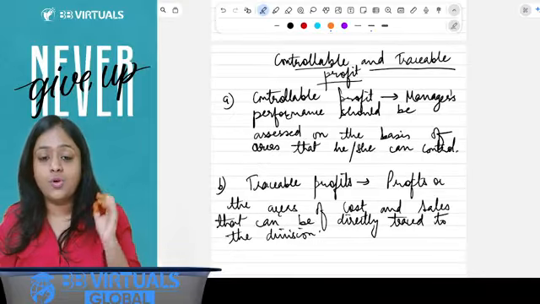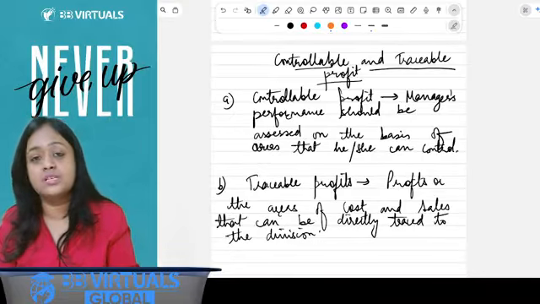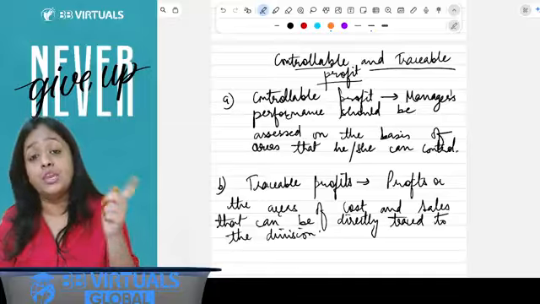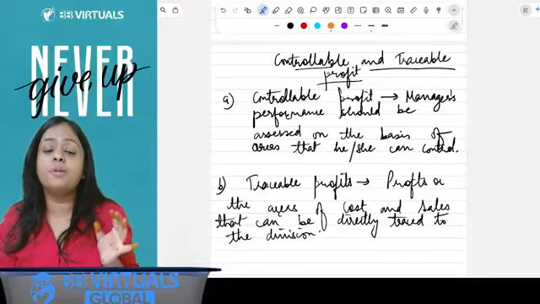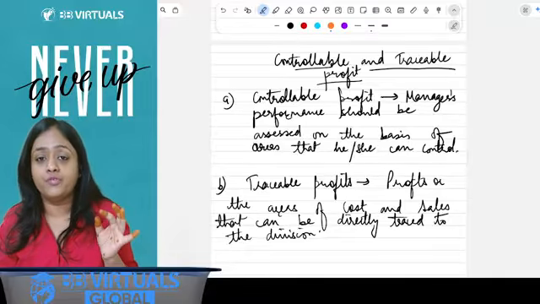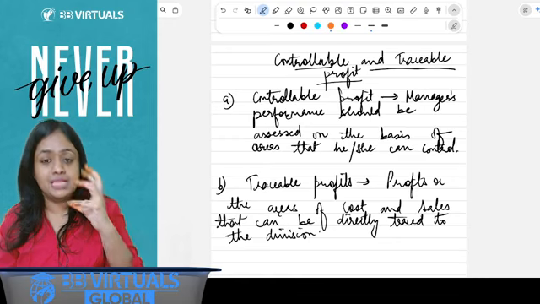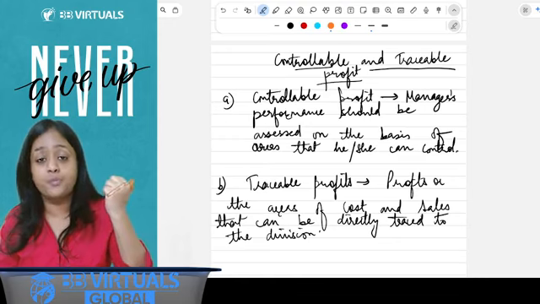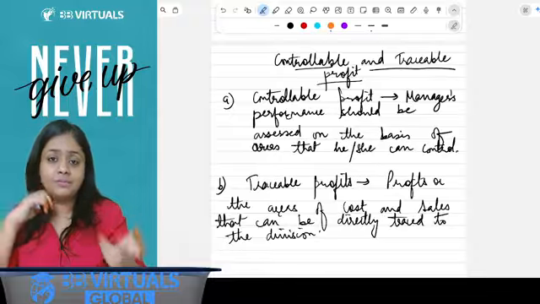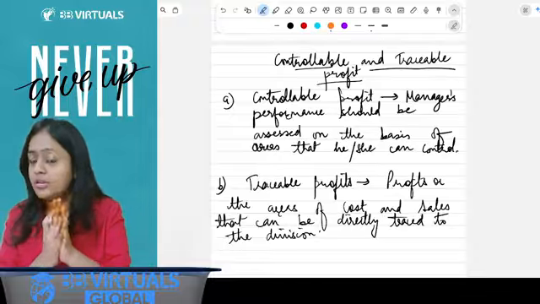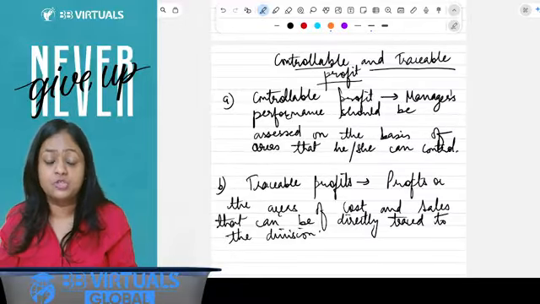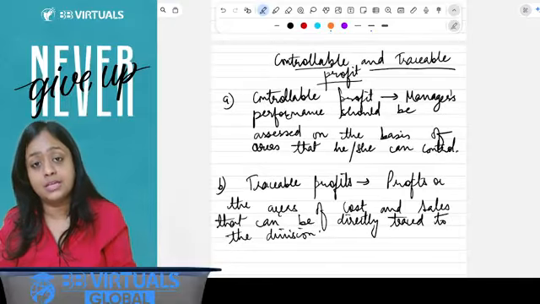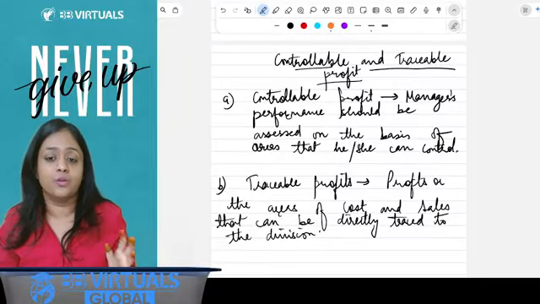Okay, now if I just take it a bit forward, what is a controllable profit? And again, you will hear a term here, what is a traceable profit? Controllable profit is a profit that the manager of the division can control. For example, you have any head office expenses allocated as a portion to the division. Now, this is not something that the manager can control, so that will not be a part of controllable profit. So that means the manager's performance should only be assessed on the profits that they can control, the areas of sales and cost that they can control.